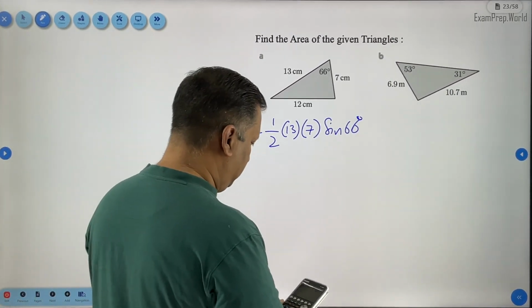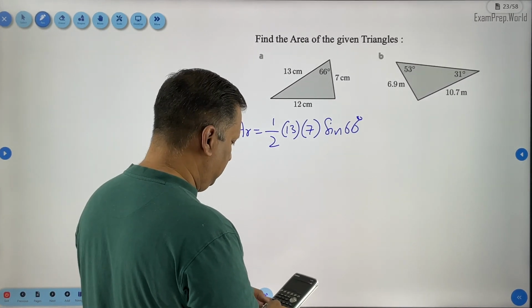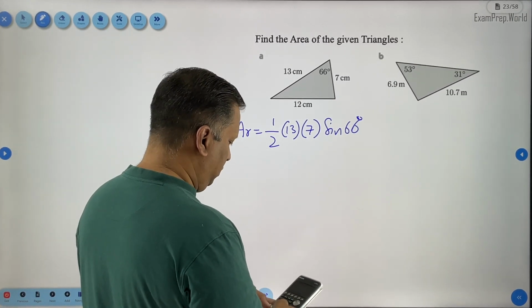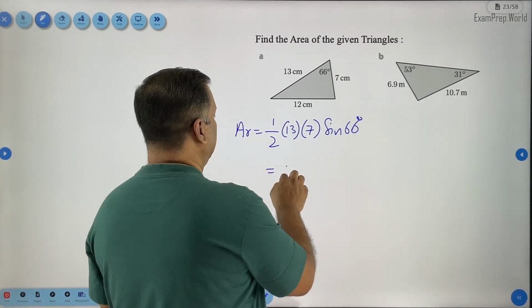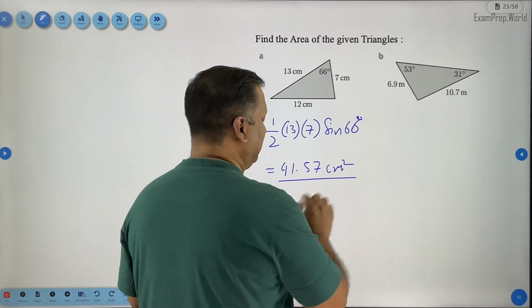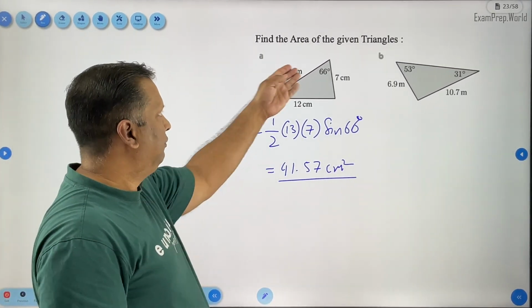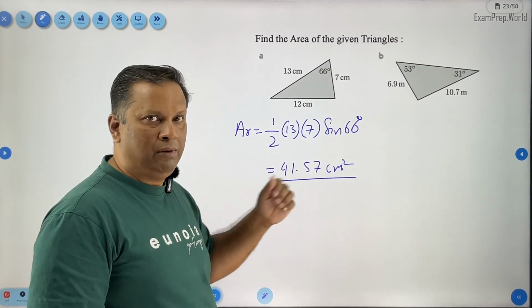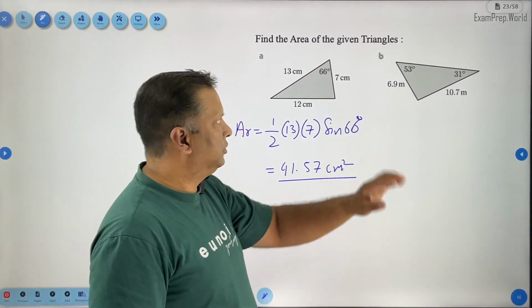So it is 0.5 times 13 times 7 times sine 66, 41.57 centimeters square. Isn't it interesting? No half base height. Directly you have two sides and the angle between them and you are able to find the area, right? Now let's do for this.